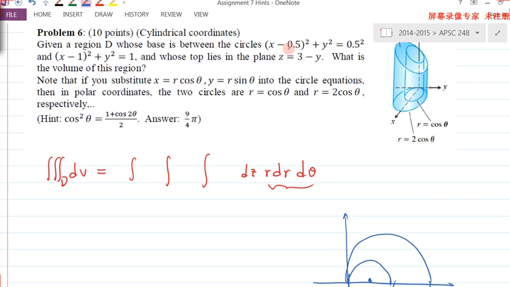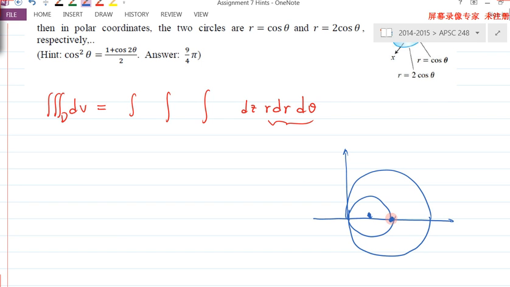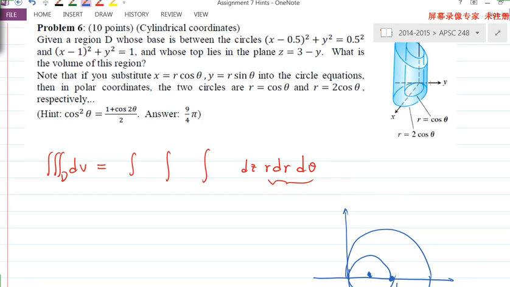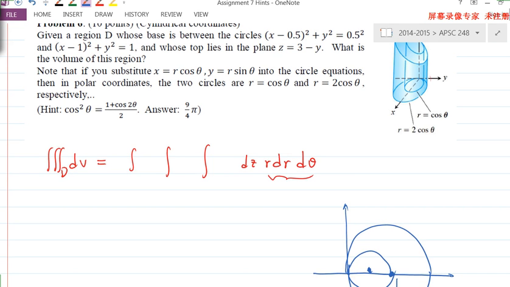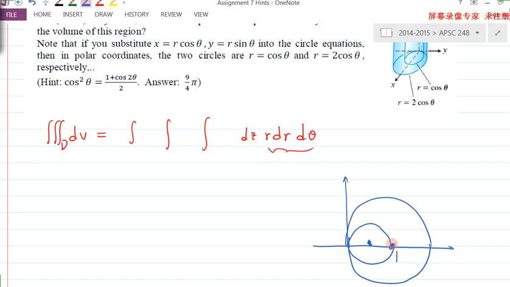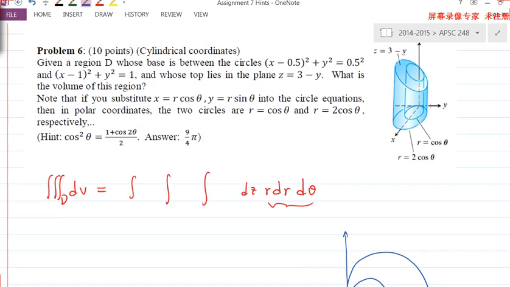So the center is at x equal to 0.5, y equal to 0, with a radius of 0.5. So this side here is 1. And the second circle is x plus 1 squared plus y squared equal 1. So the center is at x equal to minus 1, y equal to 0, and with radius 1, so this is 2 here. Alright, so that's the shadow of this object in the xy plane.